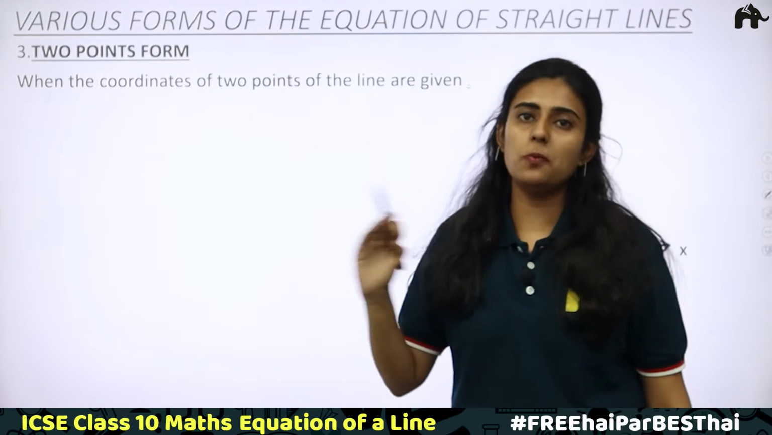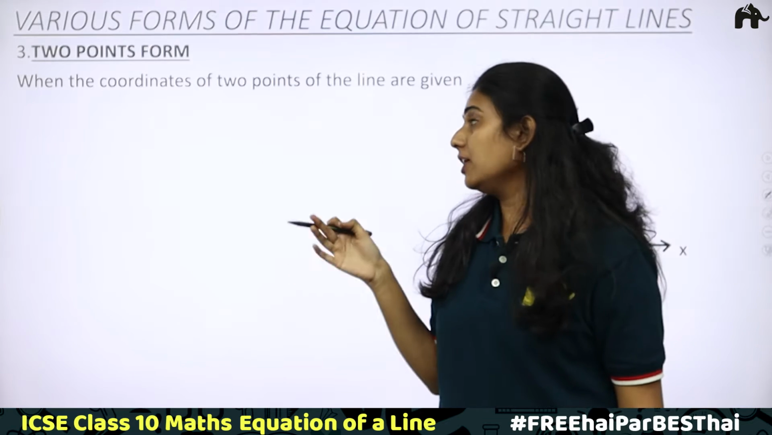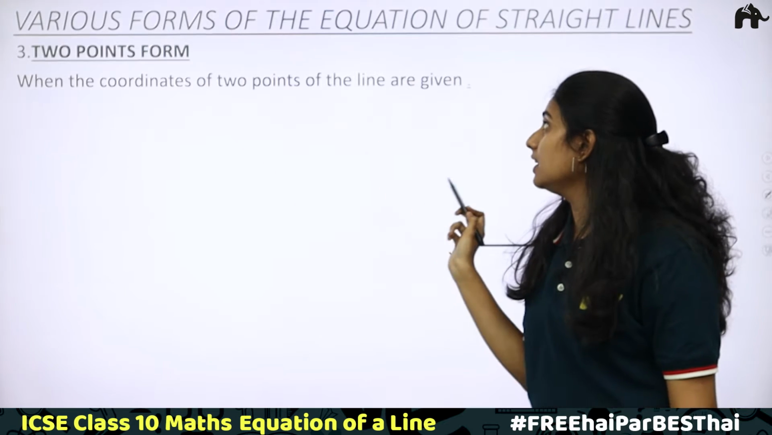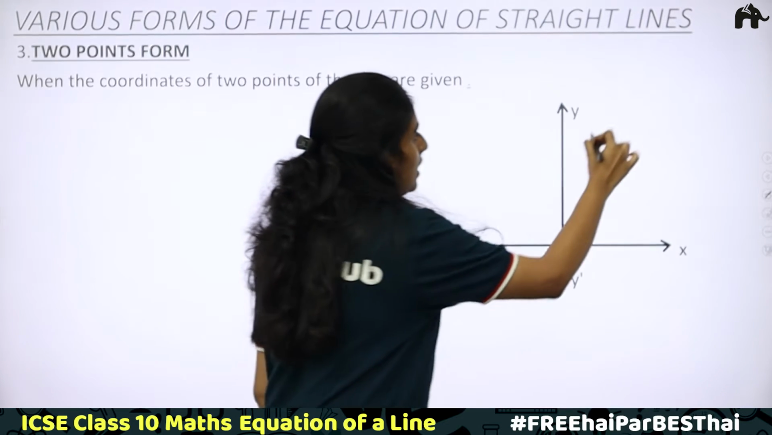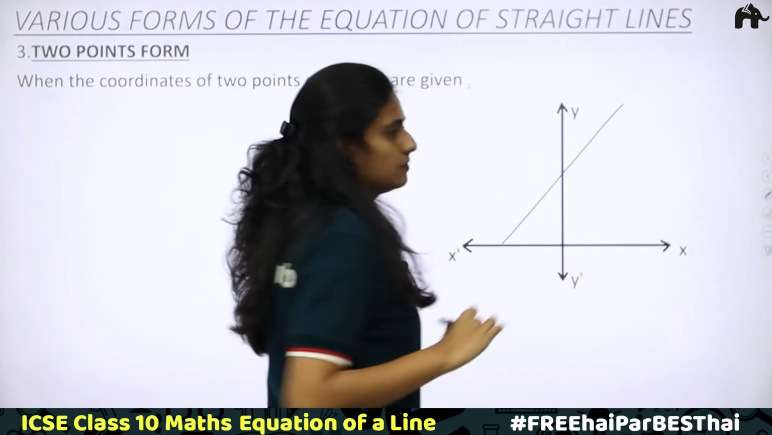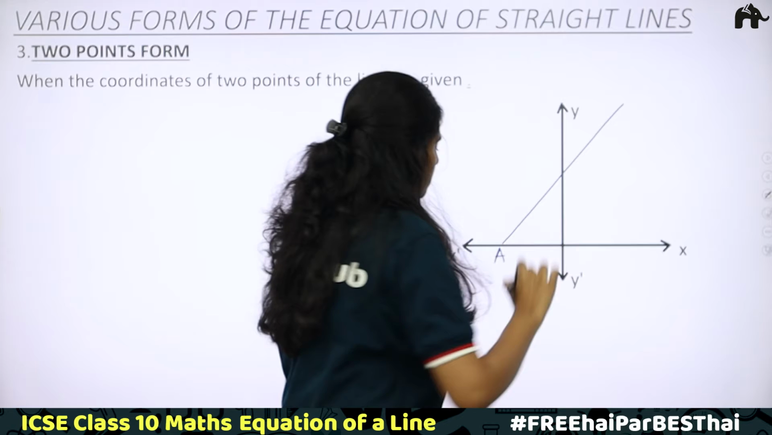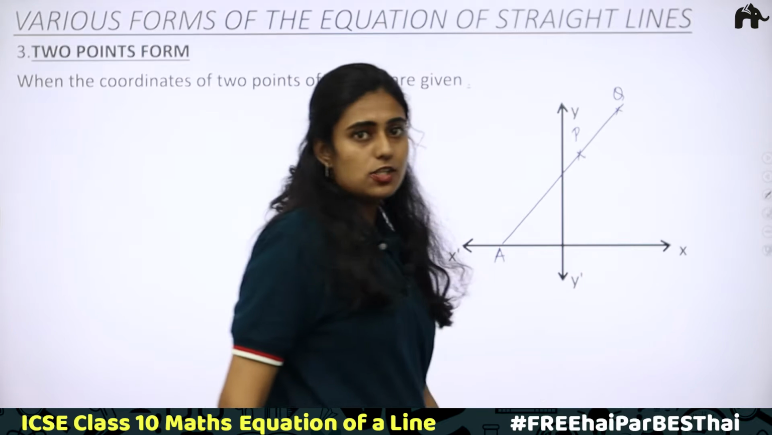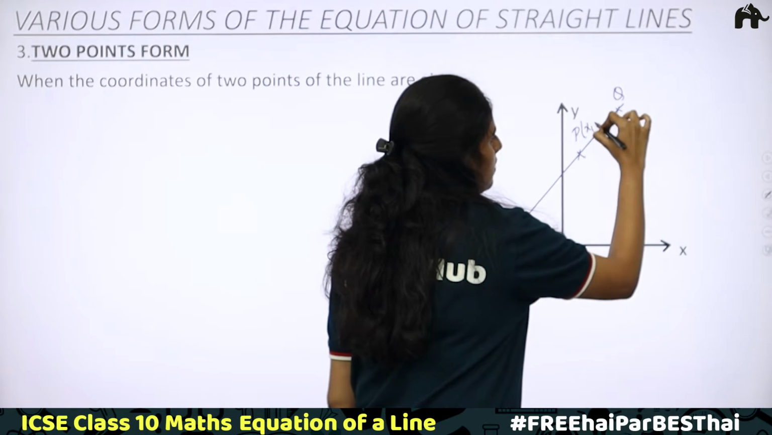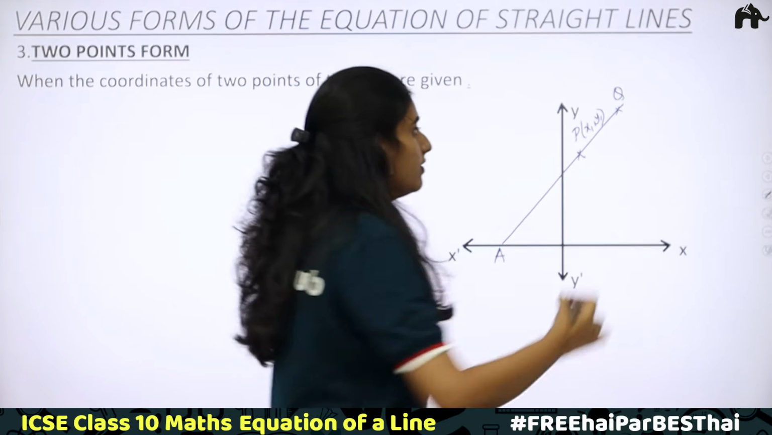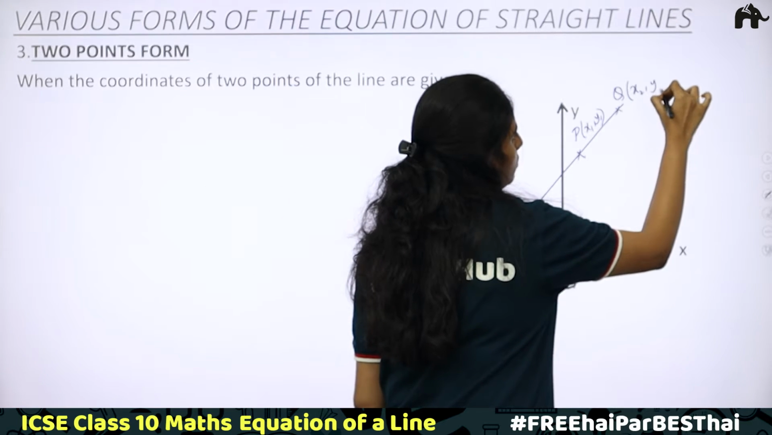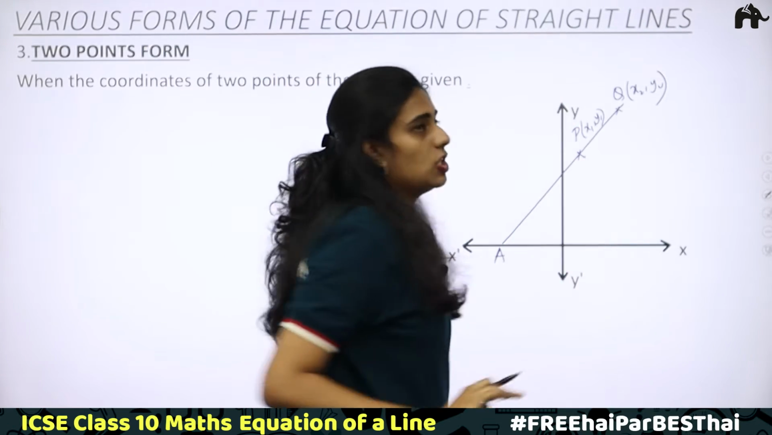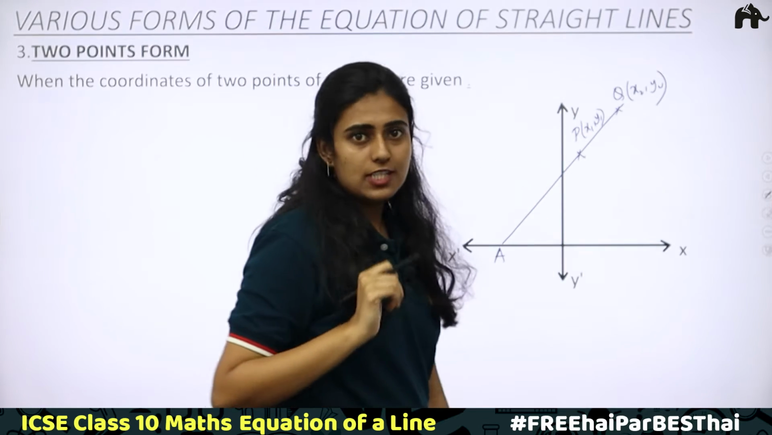As the name suggests, two points will be given. Neither the slope nor the y-intercept will be given. Instead, the coordinates of two points of the line are given. So here I am considering a line. Now take two points P, Q. Coordinates of P are x1, y1, and those of Q are x2, y2. We know the coordinates of two points which lie on the line. With this information, how can you bring an equation for the straight line?